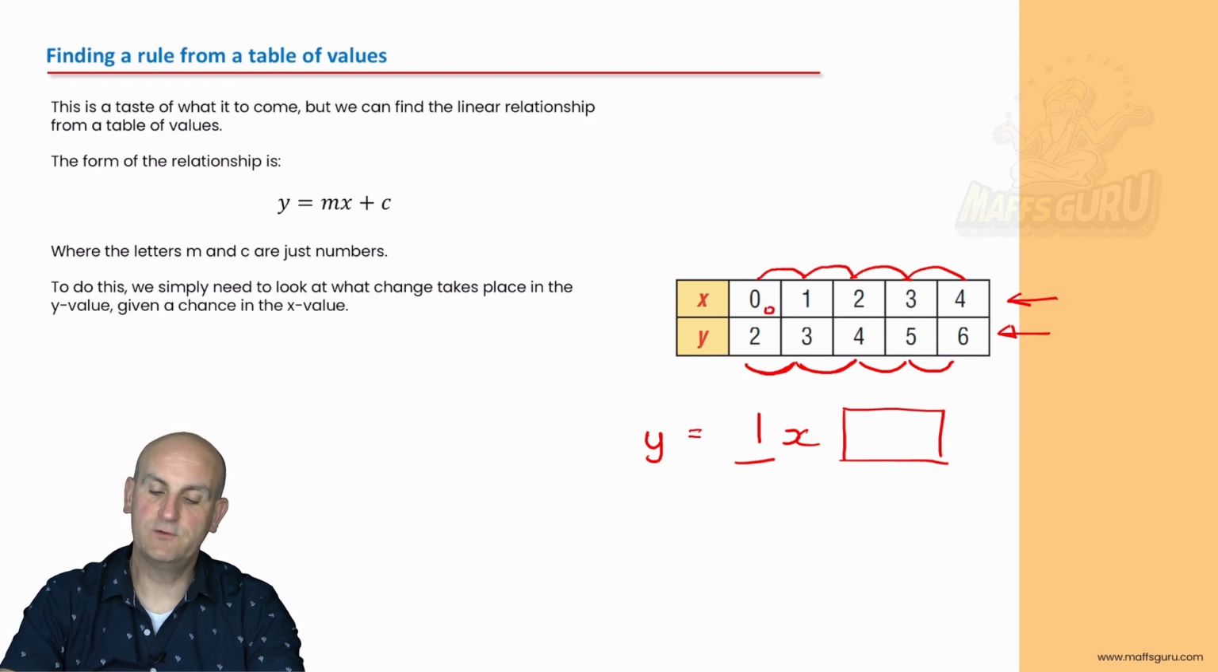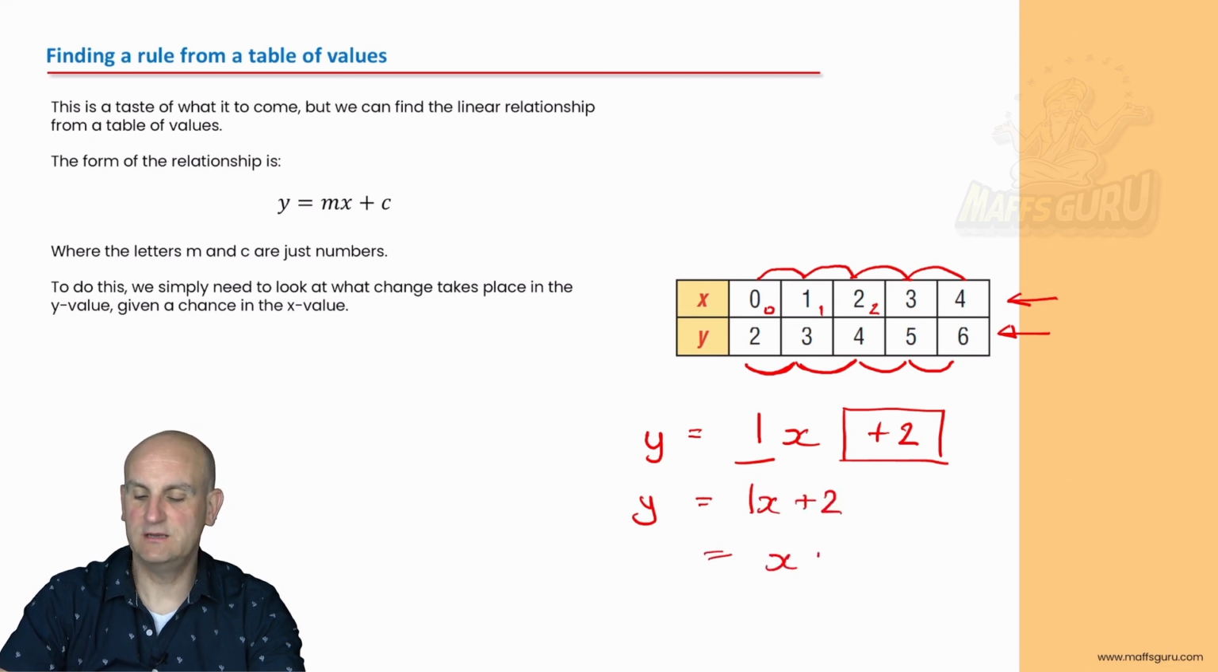y equals x, we've got 1, I want 3. I've got 2, I want 4. Can you see what's happening in each case? Absolutely. If I take the x value and then add 2, I get each of the y values. So I could write y equals 1x plus 2, but we know that we actually write that as x plus 2. And there is my rule.